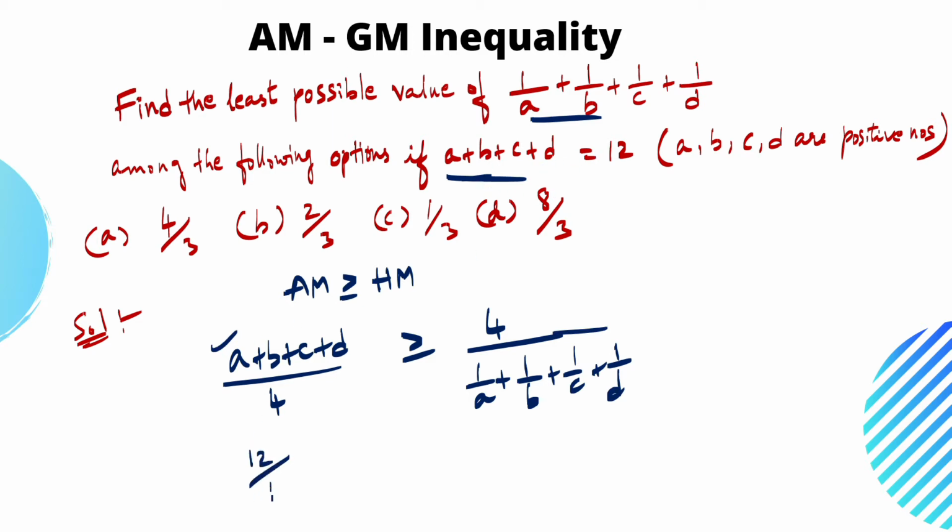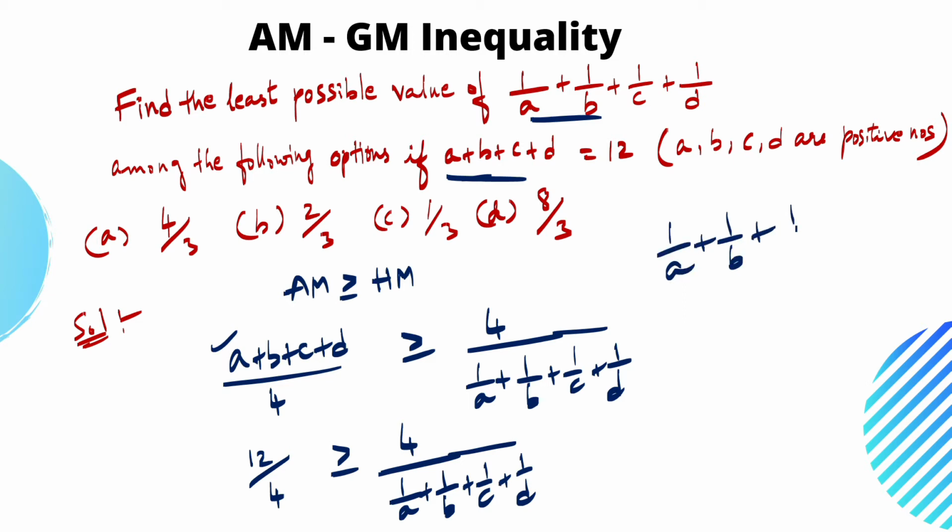So 12 by 4 is greater than or equal to 4 by this. If we bring this 4 to the other side and simplify, then we will be left with 1 by a plus 1 by b plus 1 by c plus 1 by d greater than or equal to 4 by 3. So what is the least possible value here? Least possible value for this expression is 4 by 3. Option A is the correct answer.